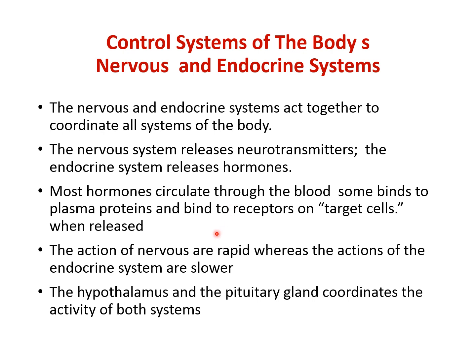a bit slower. The hypothalamus and the pituitary gland are the two structures of the two systems which are basically related to each other, and that's how, through the hypothalamic pituitary axis, we can coordinate the actions of the nervous system and the endocrine system.